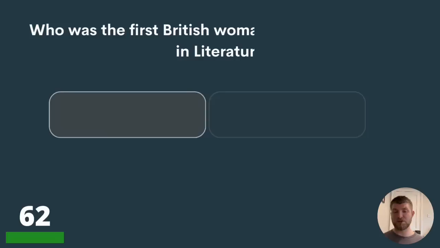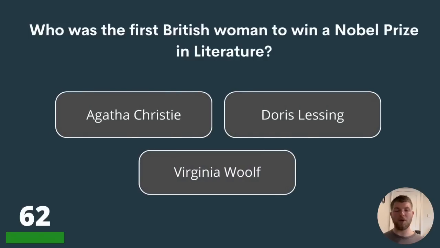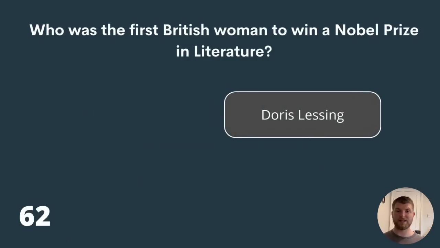62. Who was the first British woman to win a Nobel Prize in Literature? Agatha Christie, Doris Lessing, or Virginia Woolf? The answer is Doris Lessing.